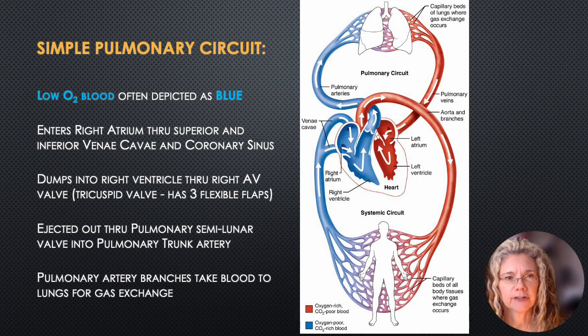So arteries, these pulmonary arteries, are any vessel that takes blood away from the heart. So even though this is low oxygenated blood, and oftentimes we think about arterial blood always being red, highly oxygenated blood, here in the heart it is not. So the pulmonary arteries have low oxygen blood to go to the lungs to get that gas exchange.